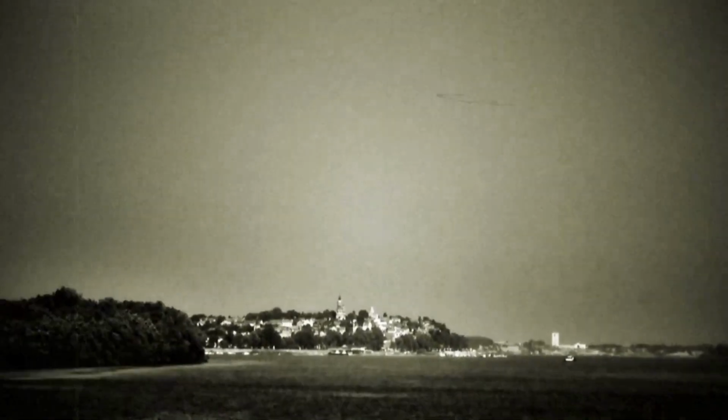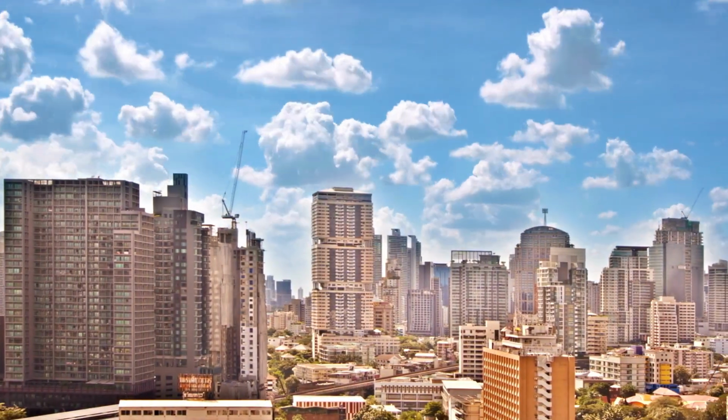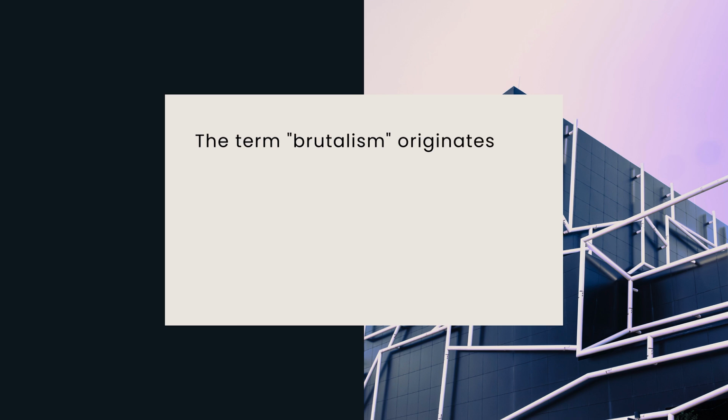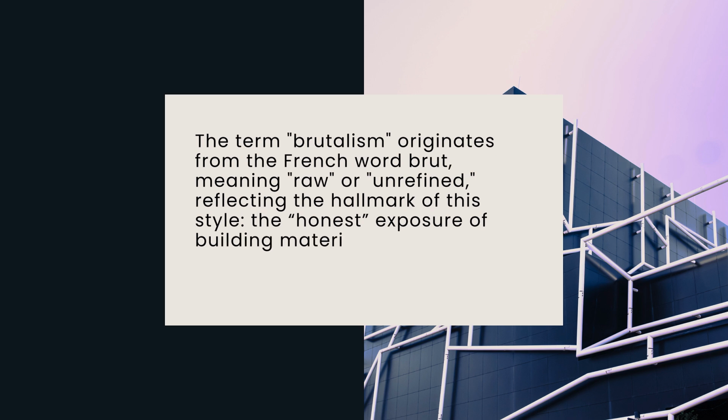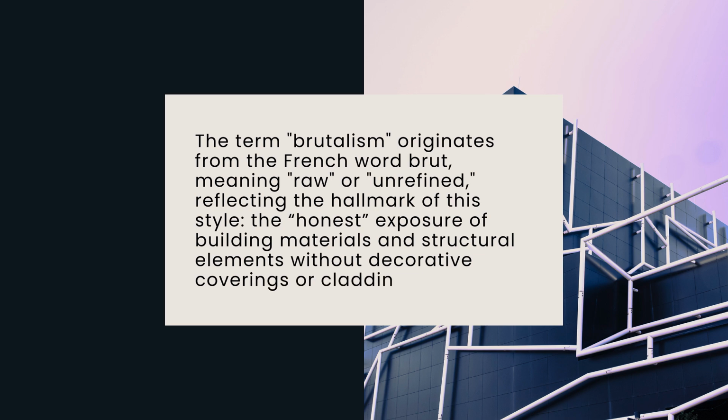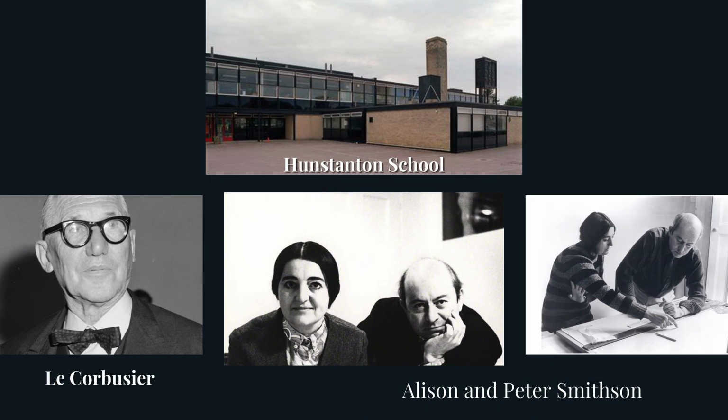Brutalism actually emerged in the 1950s, reaching its peak in the 1960s and 1970s, but its lessons continue to this day. The term brutalism is derived from the French word brut, meaning raw or unrefined, reflecting the distinctive feature of this style: the honest exposure of construction materials and the structure of a building, which are not concealed with decorations or claddings. The origins of brutalism date back to the works of architects such as Le Corbusier and the Hunstanton School by English architects Allison and Peter Smithson.